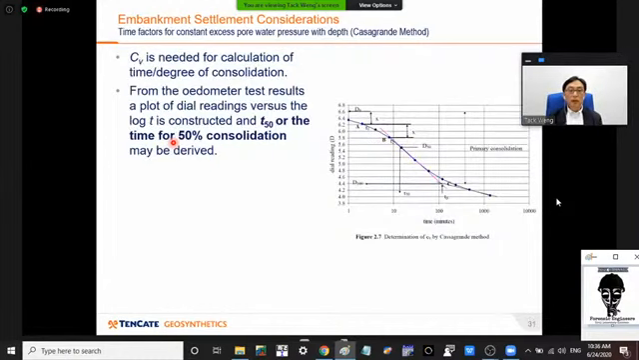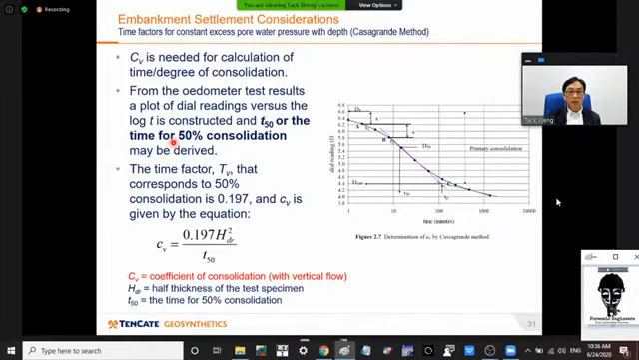Again, the oedometer test can be used to determine what this Cv is for the soil, because the oedometer test is just a miniature representation of what happens in the ground. When you load it, you can plot similar graphs from which you can derive what Cv is. And Cv is given by this equation here, which actually relates to the previous one as well.